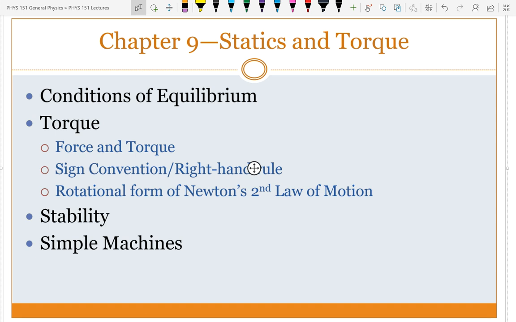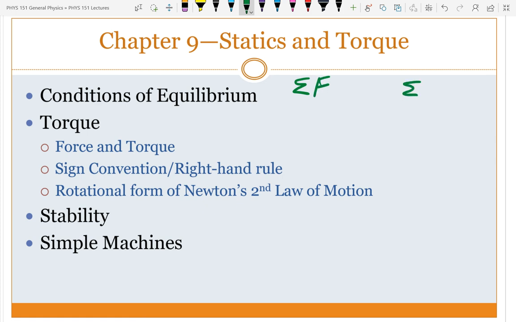Chapter 9, statics and torque. So this is where we learned our conditions of equilibrium. What are the two conditions of equilibrium? And equilibrium means equal forces. So those really are the defining characteristics of equilibrium.